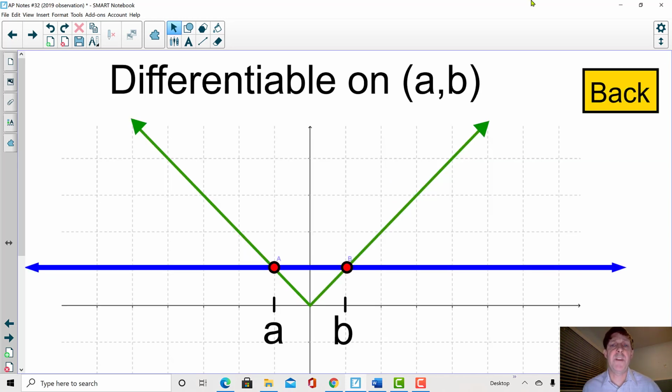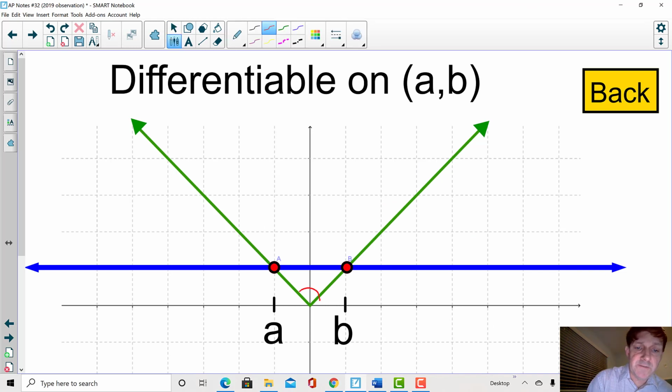Here's an example where it's not differentiable from A to B. This function is not differentiable right here. Again, that just means the derivative does not exist or the slope does not exist at that spot. And that's because the slope from the left is -1 and the slope from the right is +1.